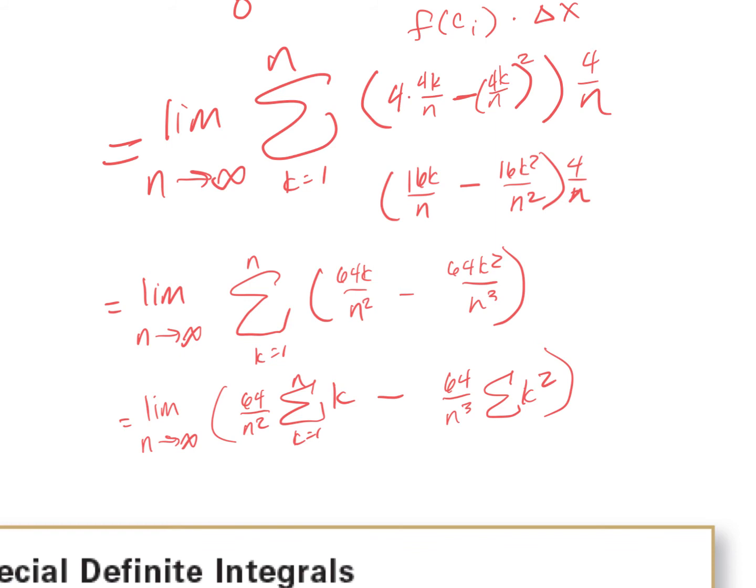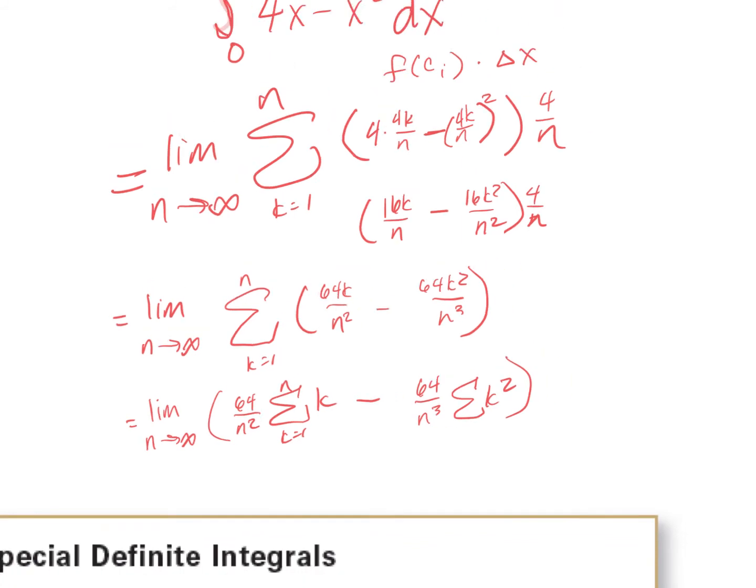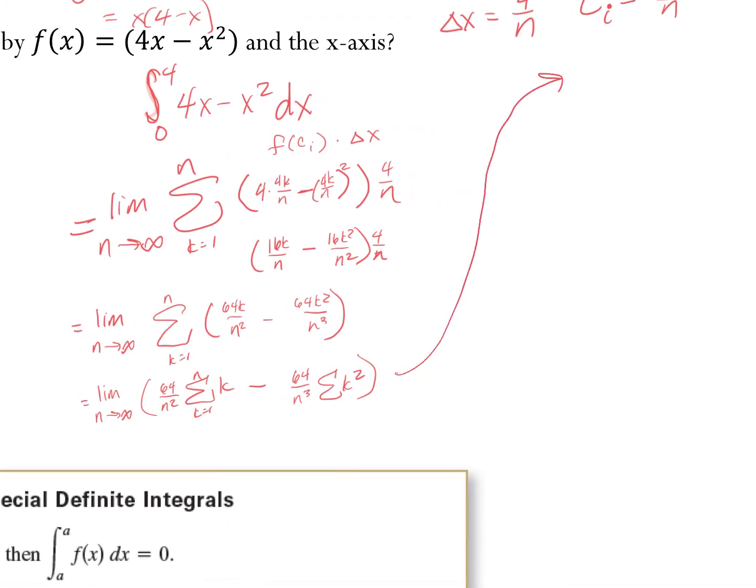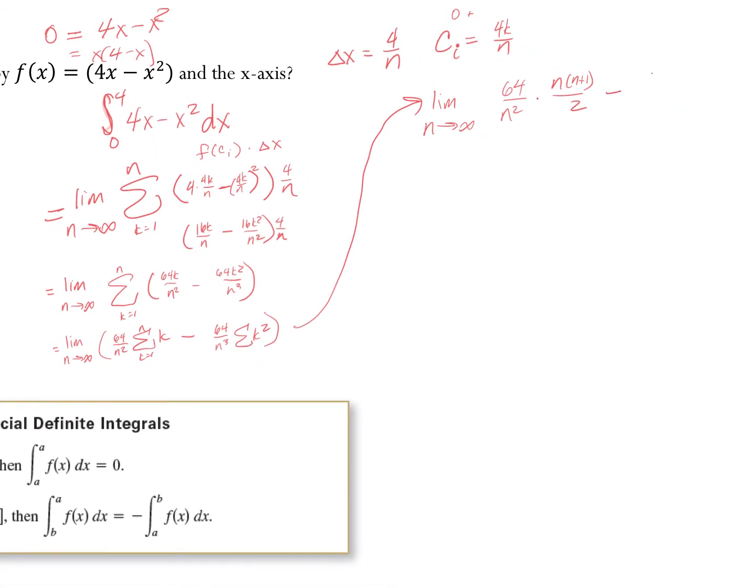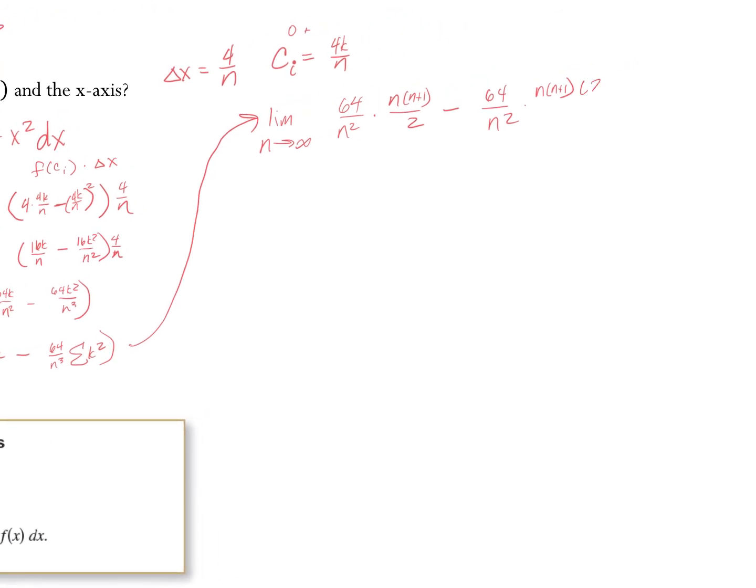You guys want to try next? I know it's unfair because I can scroll, zoom in and out. Not going to take the limit yet. That k becomes n plus 1 over 2. k squared becomes n plus 1, 2n plus 1, over 6, I think.